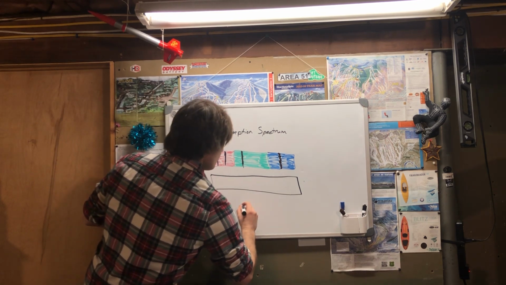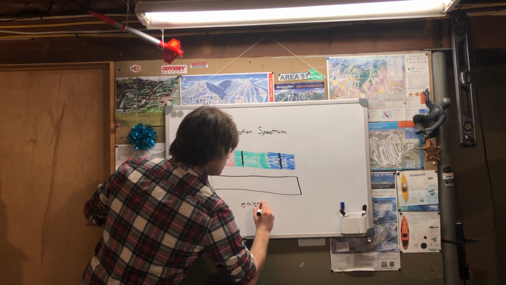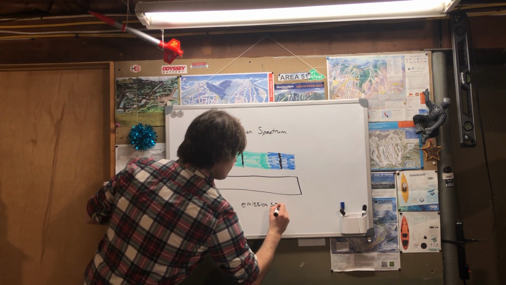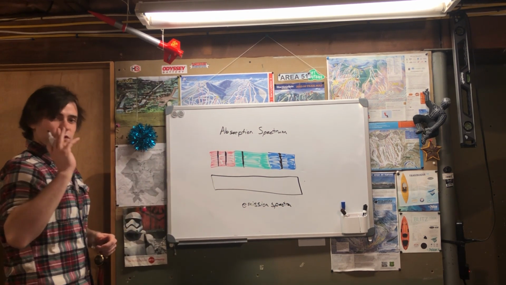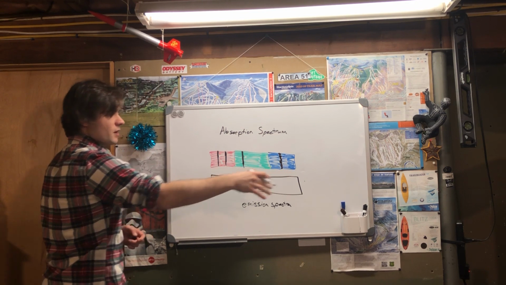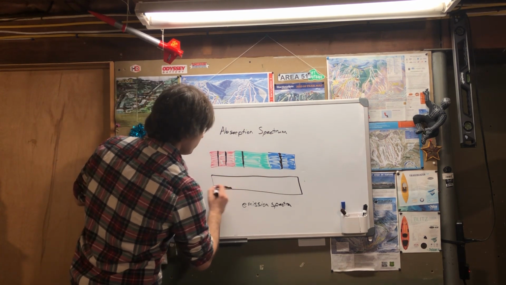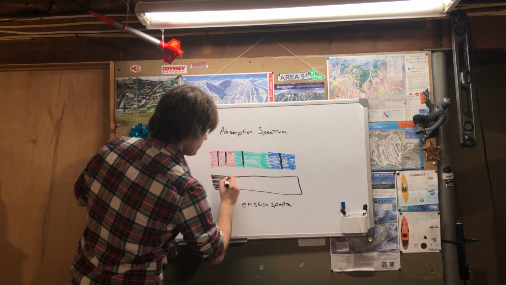You can have an emission spectra. And this is when the photons are given off again by the electrons. So you're going to have a big black bar, essentially.